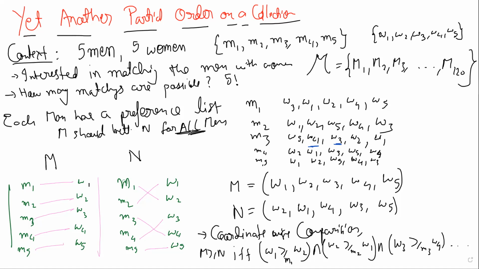Then the two matchings are incomparable. So this is not a total order, but it's just a partial order. Not comparing everything, right? But we want to be very strict and say that every man should be better. Otherwise, it's a partial order. Now for homework, check that this is a partial order.